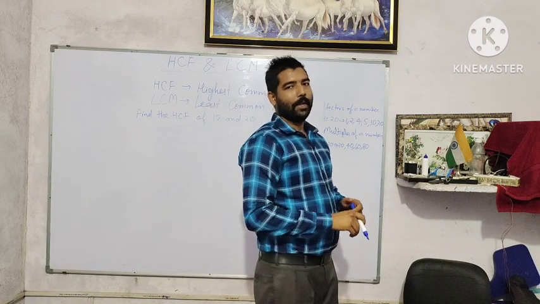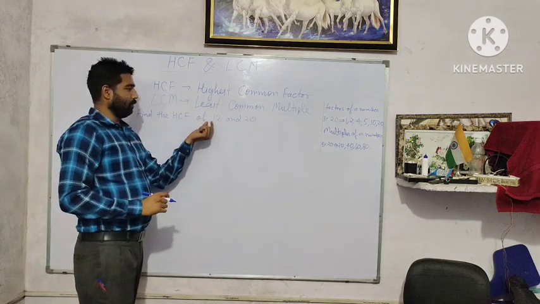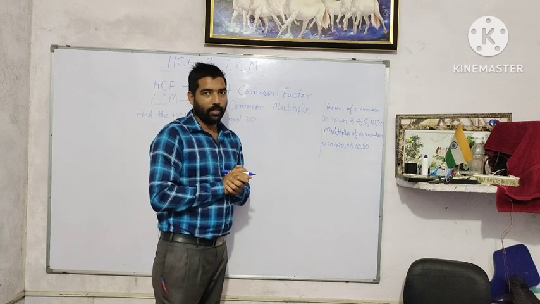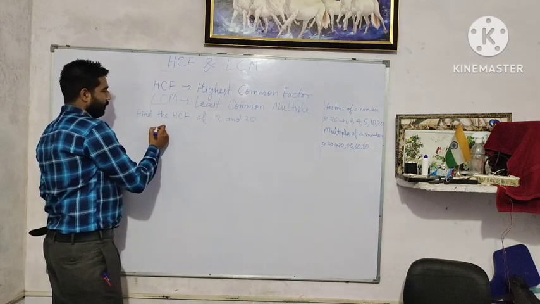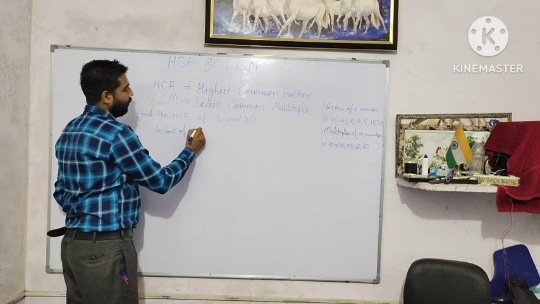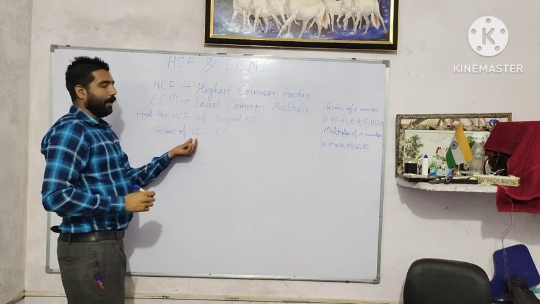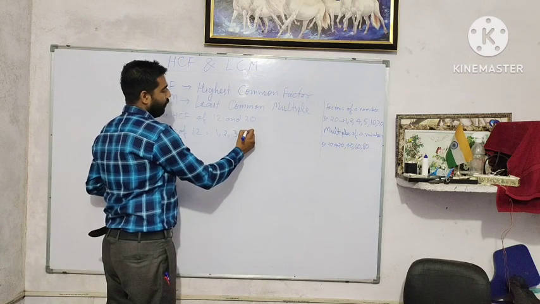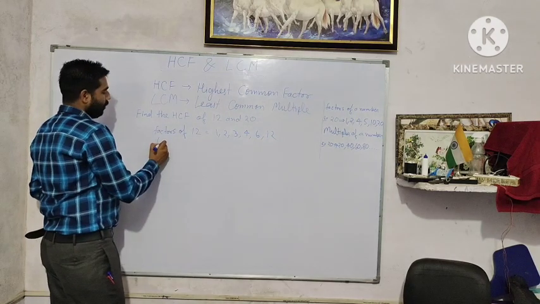We can find the HCF with one more method. We can write all the factors of 12 and 20, and then find all the common factors of these numbers, and then select the greatest of them. So the factors of 12 are the numbers which can divide 12 exactly, like 1, 2, 3, 4, 6 and 12.